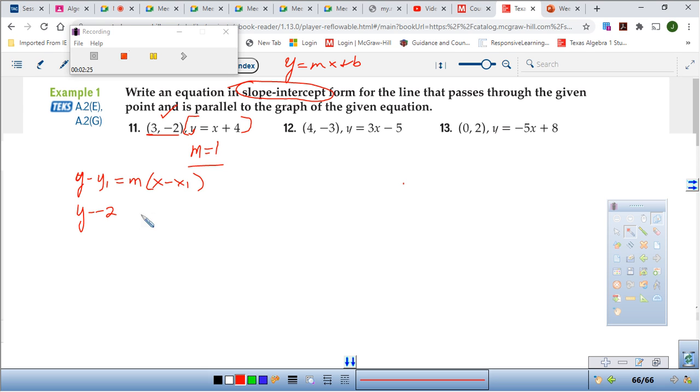Y minus a negative 2 is equal to my slope of 1 times the quantity of x minus 3. So this becomes a plus sign. So we're going to have y plus 2 is equal to 1 times x minus 3. Now regarding this part right here, we don't have slope-intercept form, and we want it in slope-intercept form. So let's try that one.